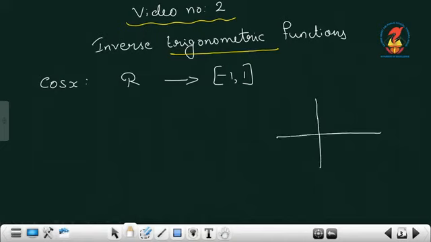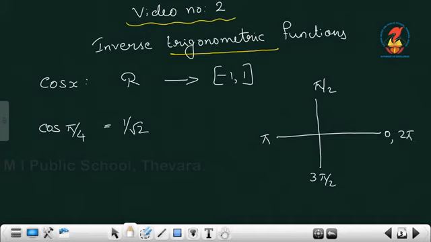So the quadrants: first quadrant, second quadrant, third quadrant, fourth quadrant. Cos is positive in the first quadrant and fourth quadrant. So let cos pi by 4. What is pi by 4? It's 45 degrees. Cos 45 is 1 by root 2. Then cos is positive in the last quadrant, that is the fourth quadrant. This is 0, pi by 2, pi, 3 pi by 2, and here it is 2 pi.